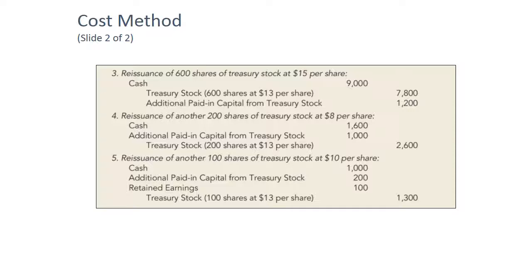And that's very important. We keep an account called additional paid-in capital from Treasury stock, and we'll see why in a few seconds. So they were lucky. They were able to sell some of the shares of stock and make some money.